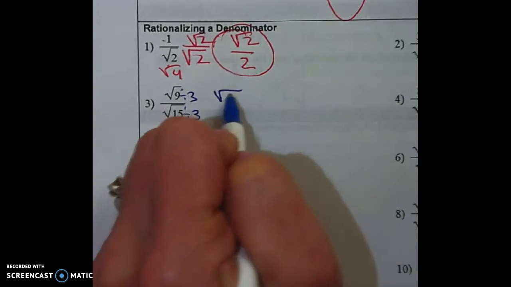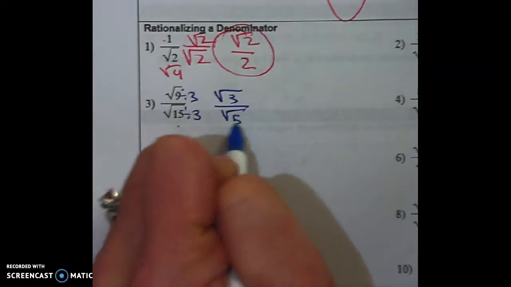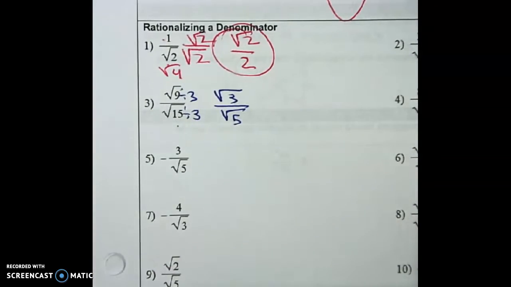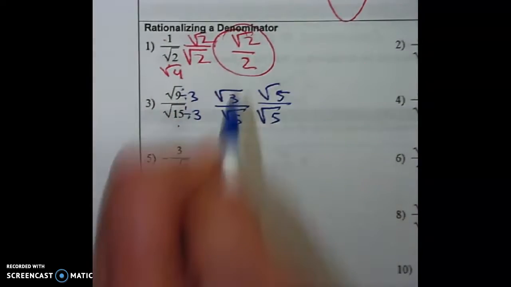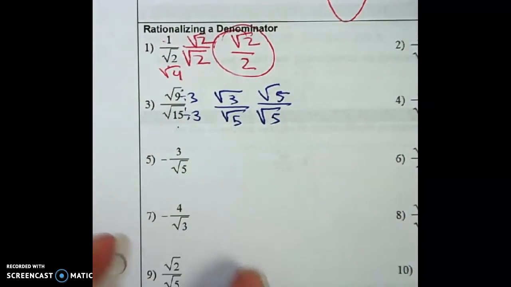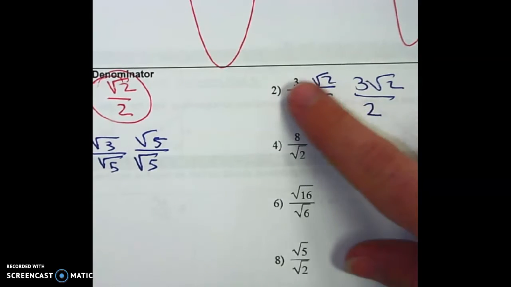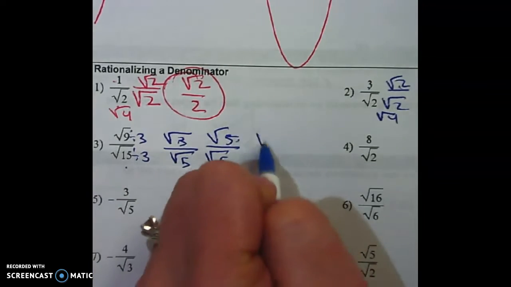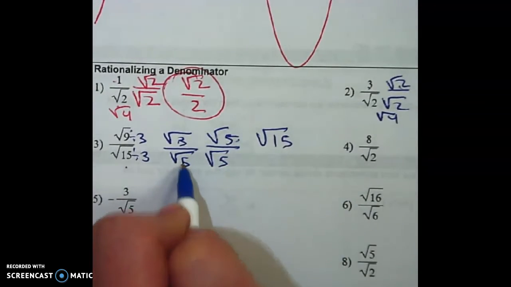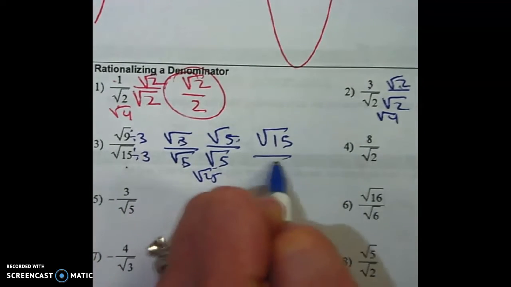So this becomes the square root of 3 over the square root of 5. And I have a problem with this one. What's my problem? I can't have a square root in the denominator, so I multiply it by itself. You notice in the last one, it was 3 times square root of 2, so just keep them separate. But these are both square roots, so I multiply it by itself. Square root of 5 times square root of 5 is the square root of 25, which is 5.